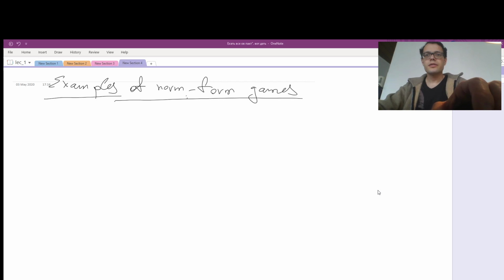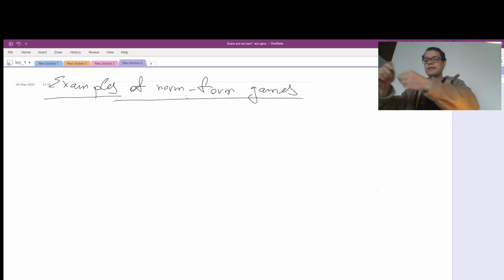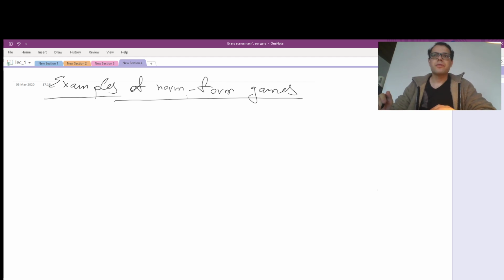Hello everyone again. We are going to talk about examples of normal form games now. Of course, we are going to begin with examples which are extremely important. So the first example is very classical. It's usually called the prisoner's dilemma.